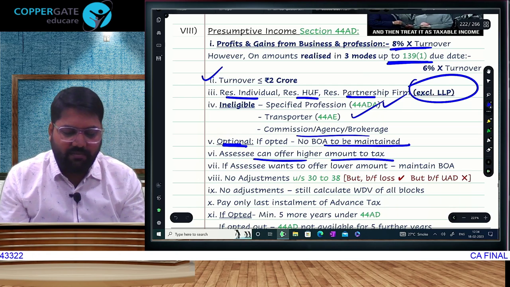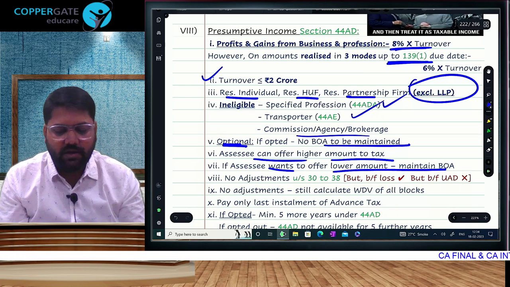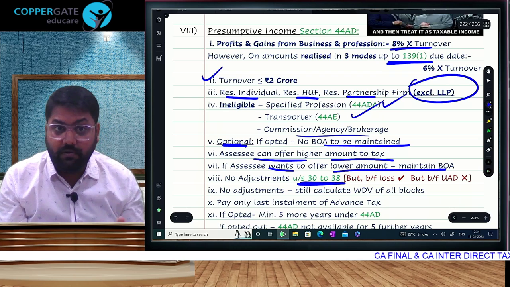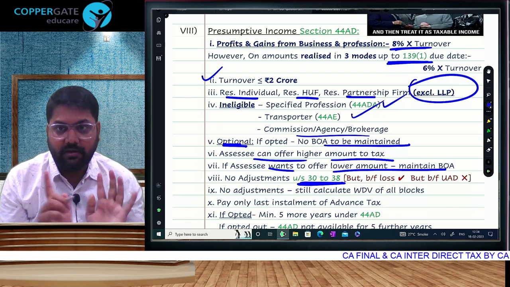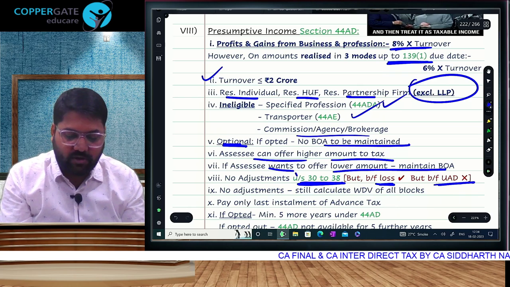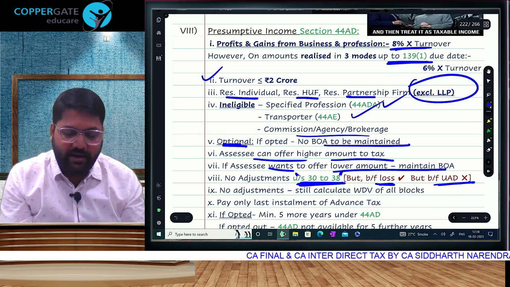Assessee can offer higher amount to tax, but if you want to offer lower amount, then books of accounts you have to maintain. If you take presumptive, there will be no adjustment of PGBP chapter. Only brought forward business loss can be adjusted. UAD also cannot be adjusted because UAD also falls in this range. No adjustment in this range.